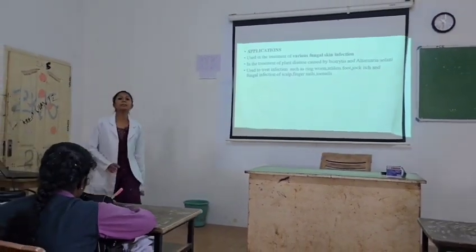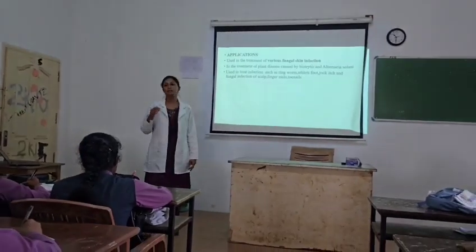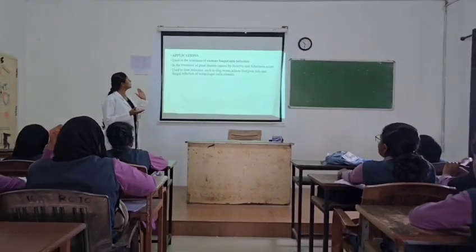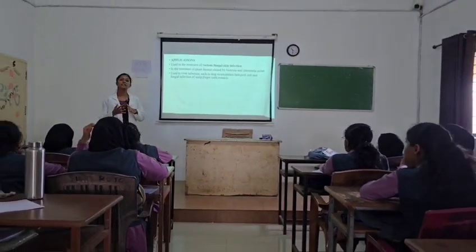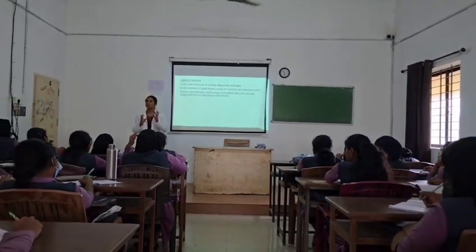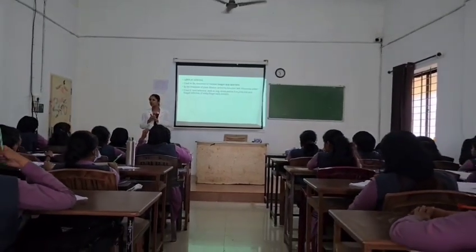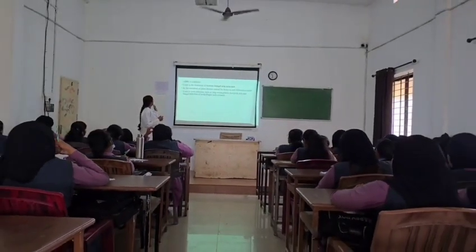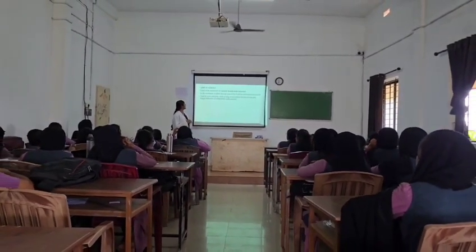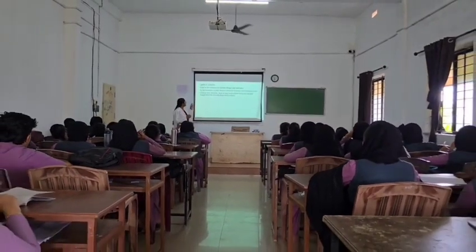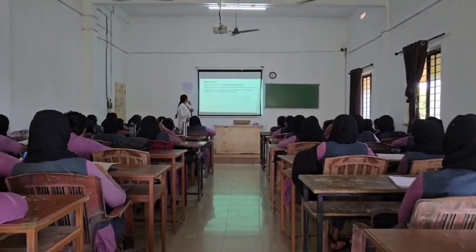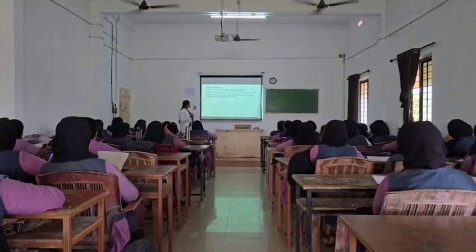Then what are the applications of griseofulvin? As we know, griseofulvin is an antifungal agent. Okay, so it is used in the treatment of various fungal skin infections. The main use of griseofulvin is to treat various fungal skin infections. Okay, it is also used in the treatment of plant diseases caused by Botrytis and Alternaria solani. These two are fungal diseases affecting plants. So we can also use griseofulvin in fungal diseases of plants.